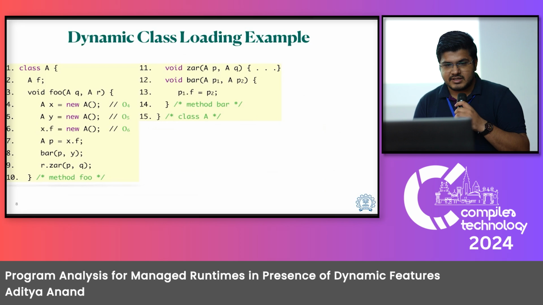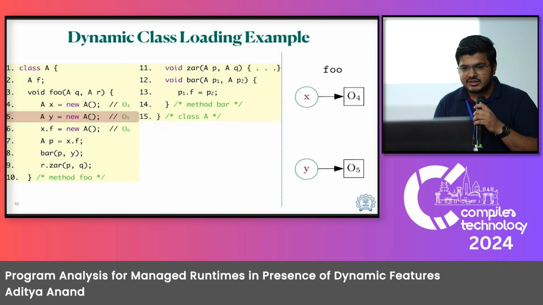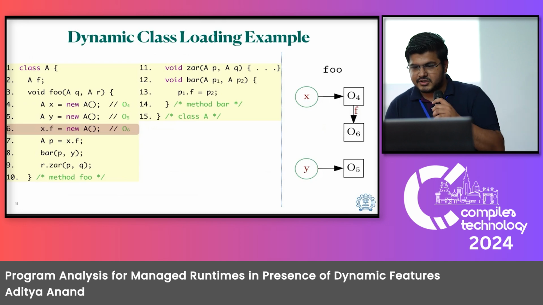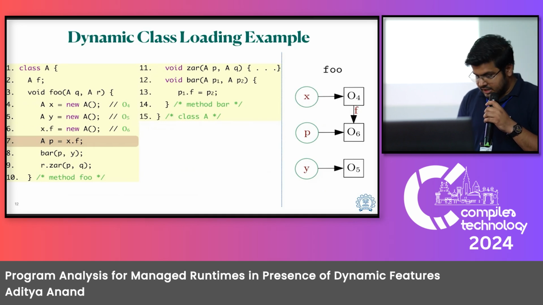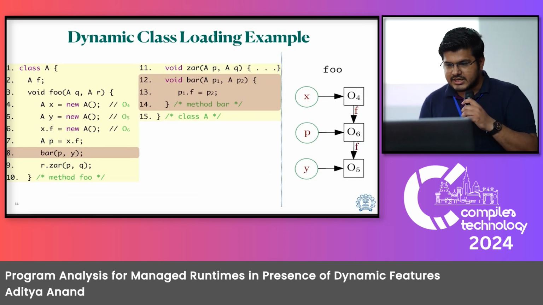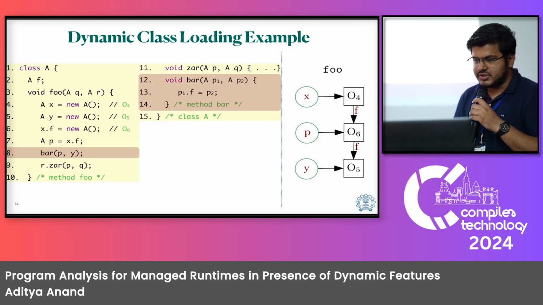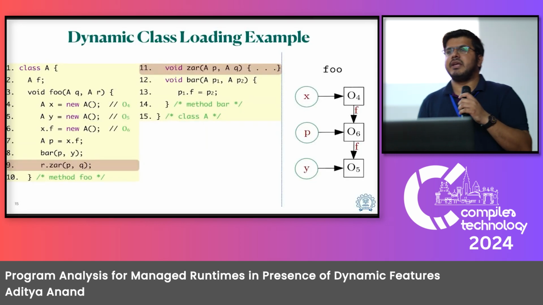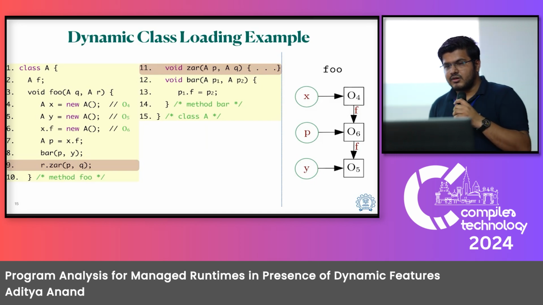Let's say we have a class A here, which has three methods, foo, zar, and bar. Then we are creating three abstract objects pointed to by reference variables x, y, and then access field points to the O6 object. At line 7, the reference variable p points to object O6. Now at line 8, we have a call to method bar. In that bar method, if you notice at line 13, we are just storing the second parameter in the first parameter's field. So we get an edge from O6 to O5. And at line 9, we are calling method zar, which is not making any change to the points-to graph of the method foo. So this is what the points-to graph will look like statically.